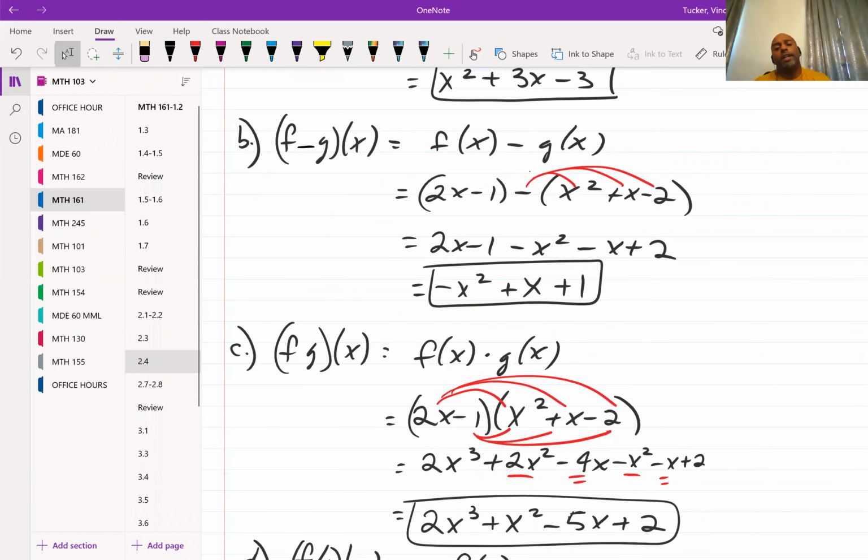All right, so C is multiplying your functions. So don't forget how you distribute. Here we have f of x times g of x means 2x minus 1 times x squared plus x minus 2. So you distribute each individual term into the next parentheses accordingly. So 2x times x squared times x and then times negative 2 would be 2x cubed plus 2x squared minus 4x. Then distribute the negative 1, that'll give you negative x squared, negative x plus 2. Combine your like terms, and that'll ultimately give you 2x cubed plus x squared minus 5x plus 2.